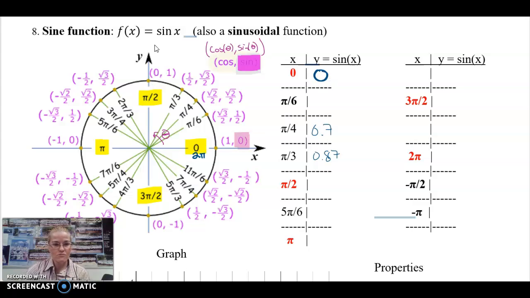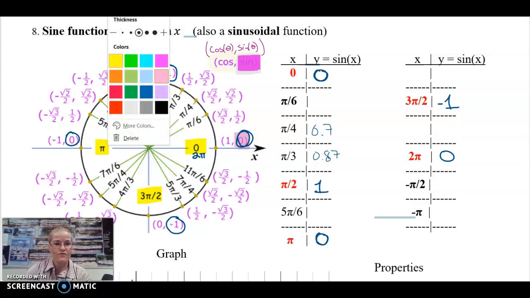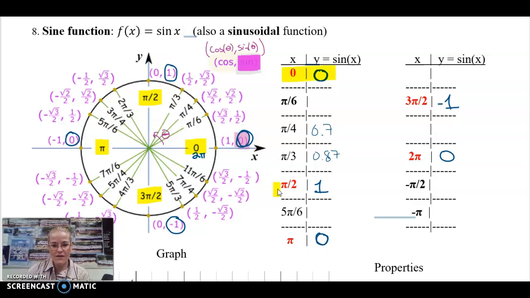Sine of pi over 2, that's 1. Sine of pi is back to 0. Your y value is back to 0. Sine of 3 pi over 2, down here, your y value is at -1. Sine of 2 pi, you're back at 0 again. If you know those 5 points, if you can graph those 5 points, you can plot sine of x.